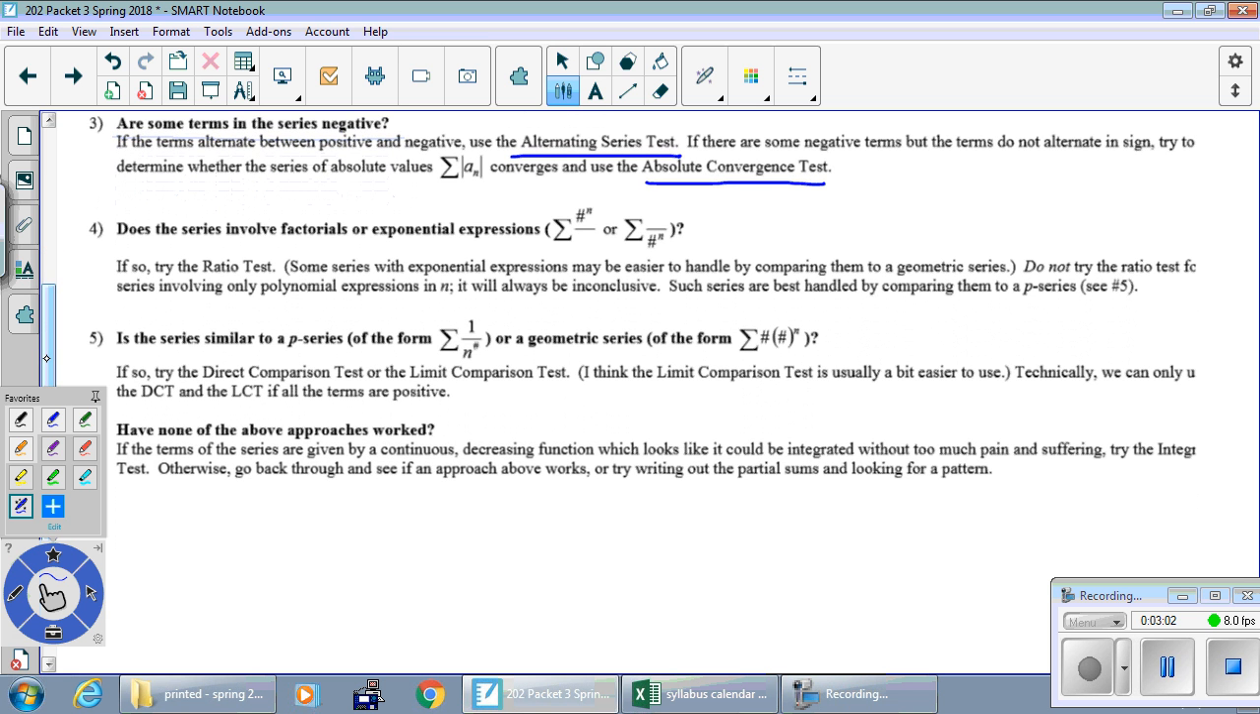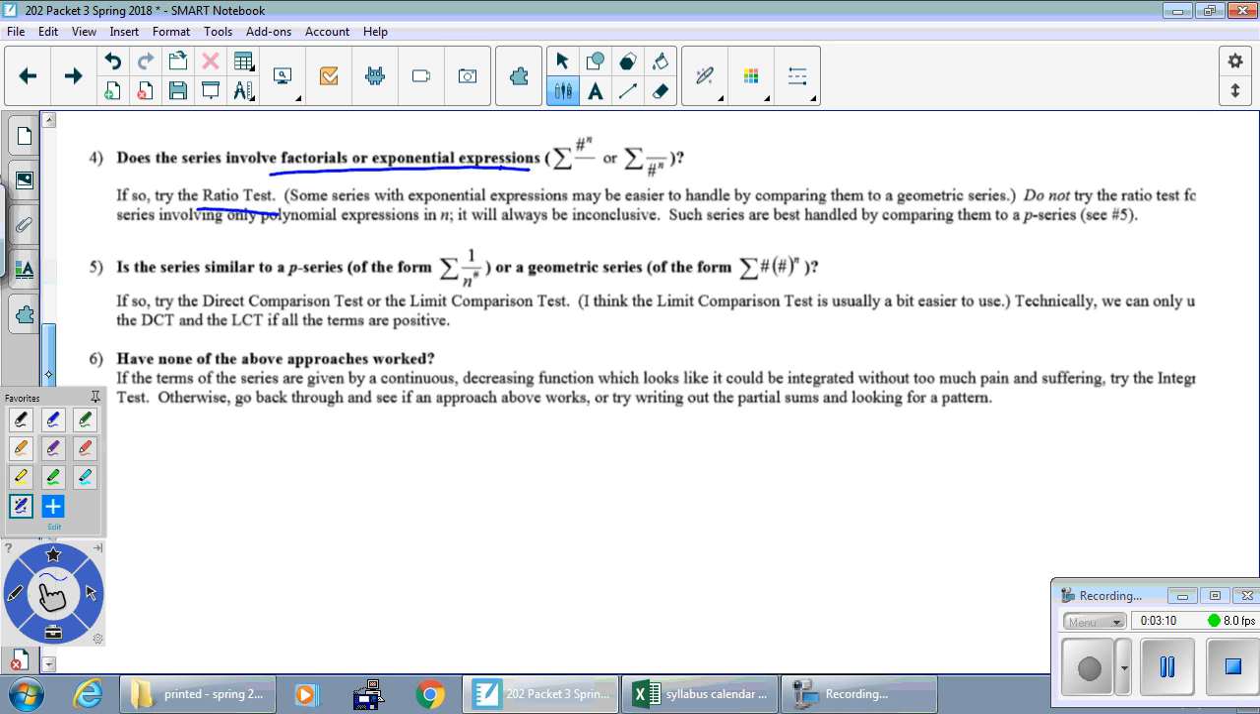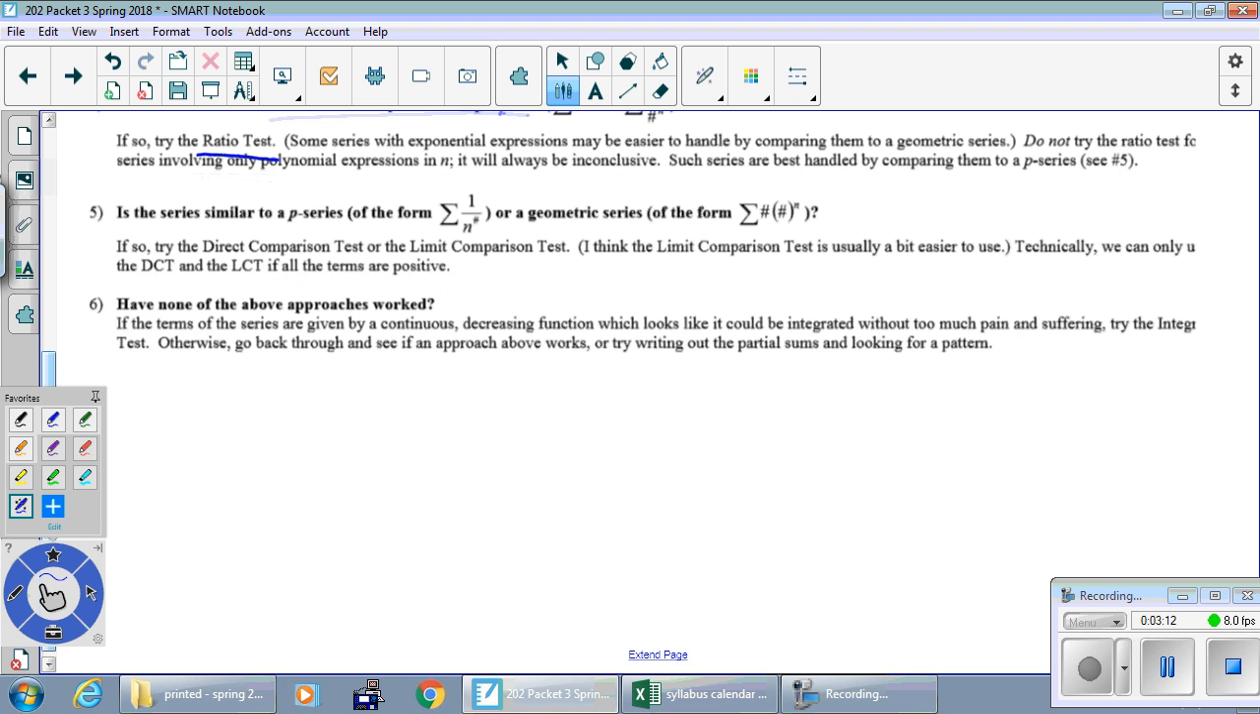Number 4, does the series involve factorials or exponential expressions? So we just saw those on the back of this page. If so, you use the ratio test. Number 5, is the series similar to a p-series or a geometric series? Similar, not exactly equal to, but similar. Then you can try the direct comparison test, which I never use, or the limit comparison test, which I use every time I'm thinking about comparing.